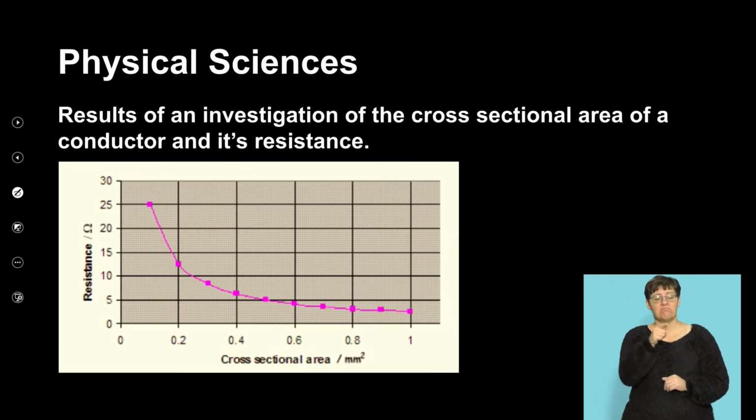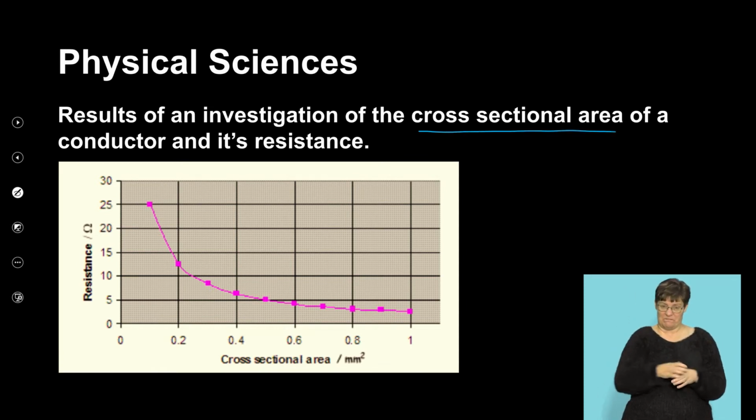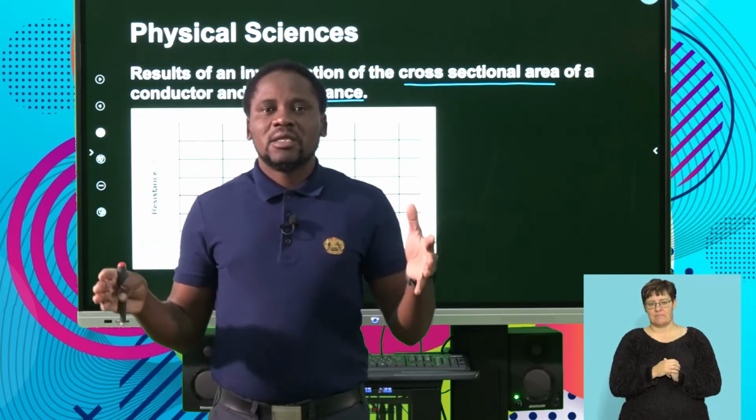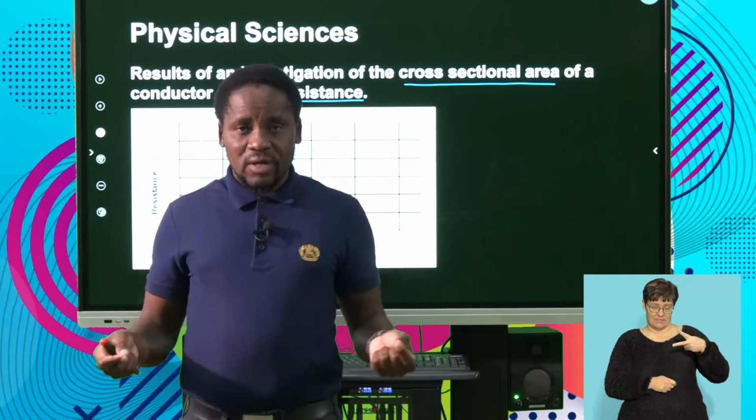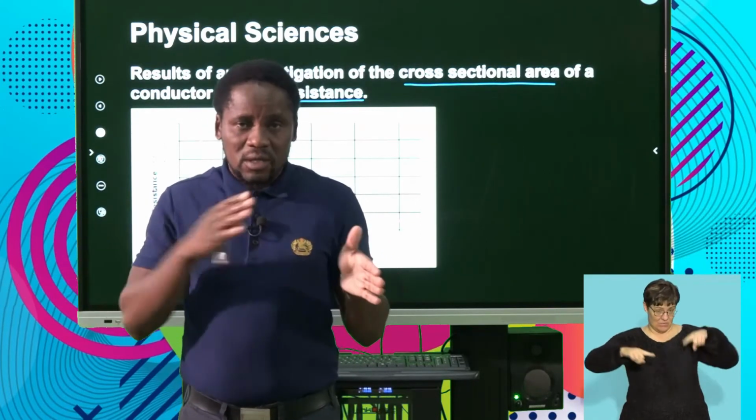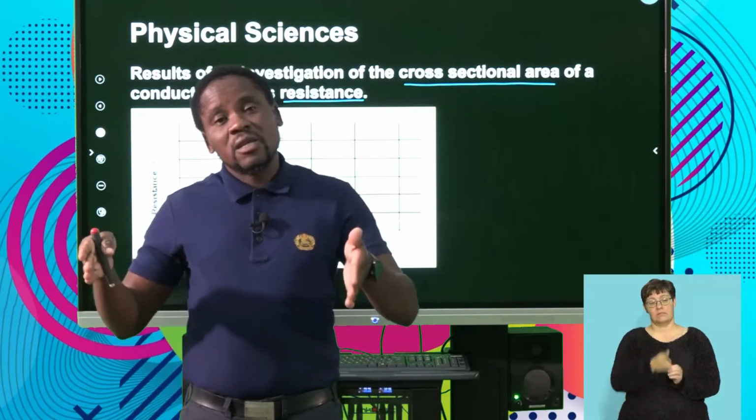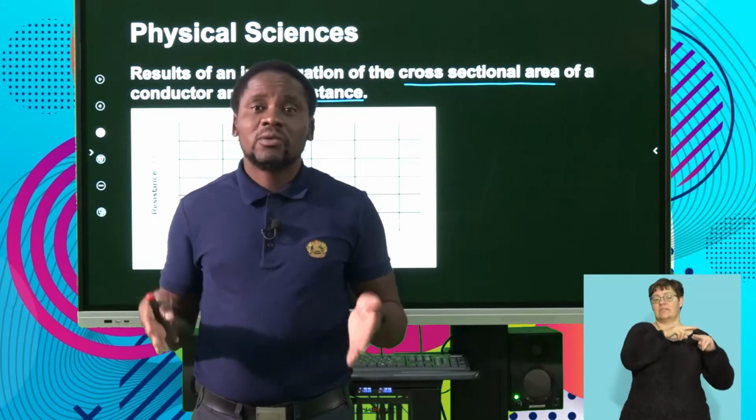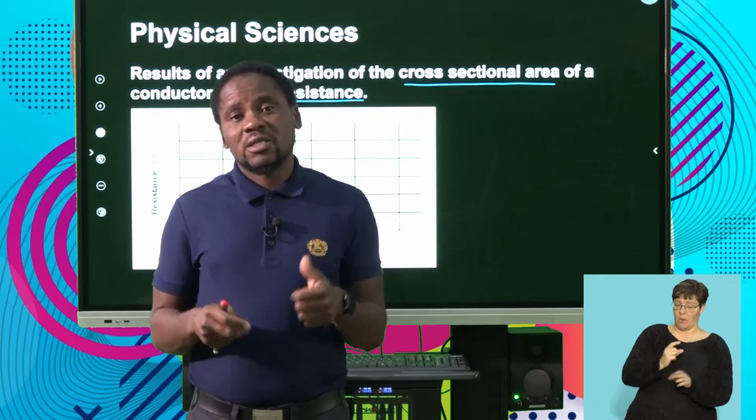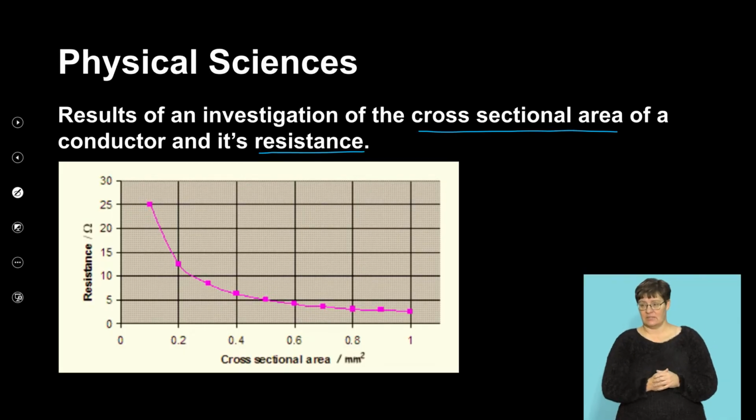Now here's a set of results of an investigation of cross-sectional area of a conductor and its resistance. Already, we are able to point out that there are 2 variables, because in a graph, on the horizontal axis, we've got our independent variable, that which we manipulate, change, or vary. And on the vertical axis, we've got the dependent or the response variable. So in this case, we've got diameter versus resistance.